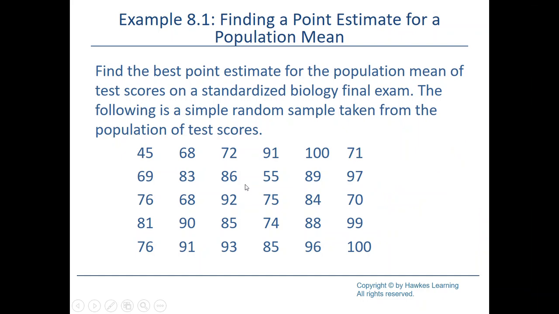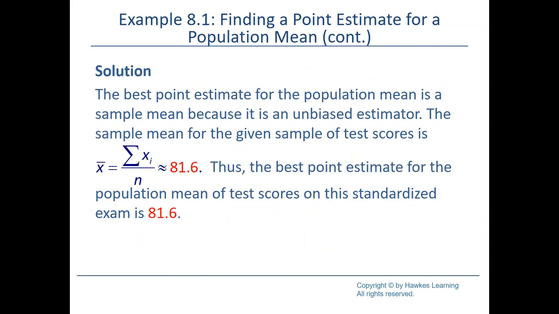Now, if you were to do this by hand, remind yourself that you would add up all the scores and divide by the number of scores there were, which is 30, giving that 81.6, which is exactly what we got. This is our best point estimate for the population mean, which is our sample mean, because it's an unbiased estimator. The sample mean is pretty much the average of that sample. And since this is for the sample, it's going to be a great point estimator, meaning it's a good guideline for what the population mean will end up being.